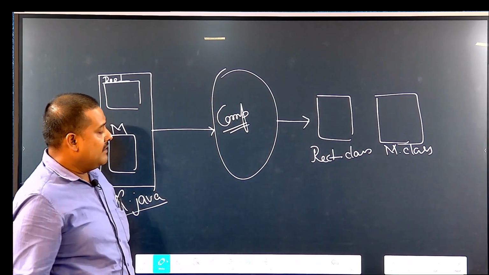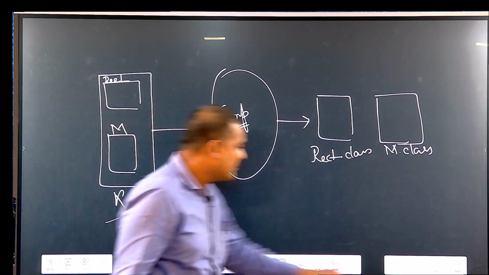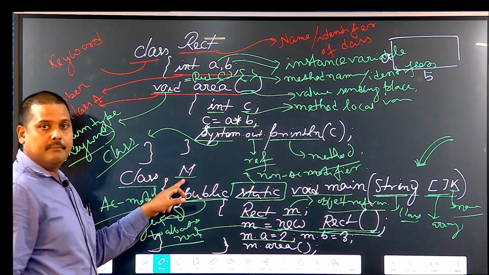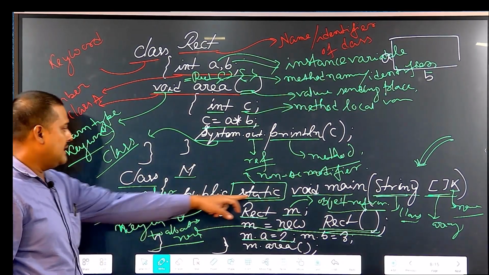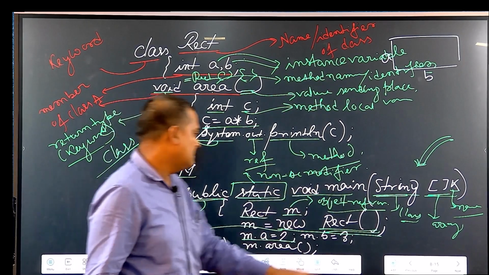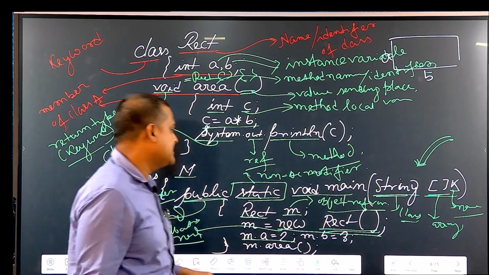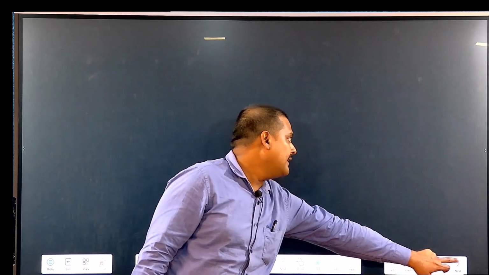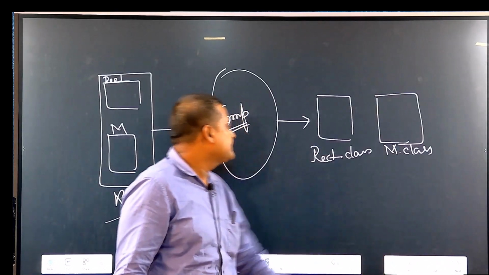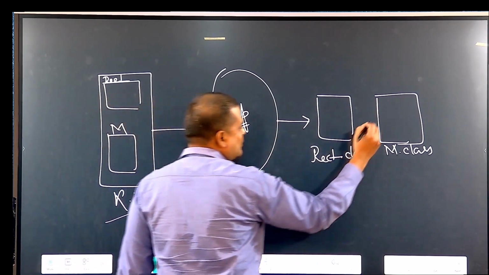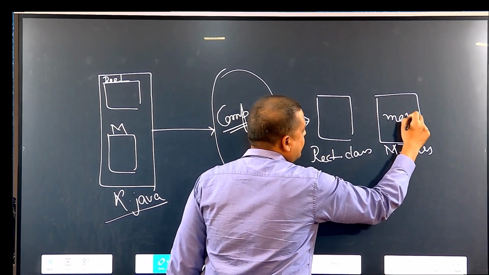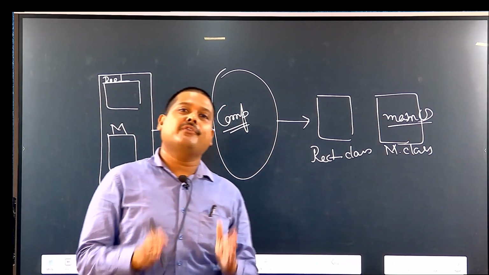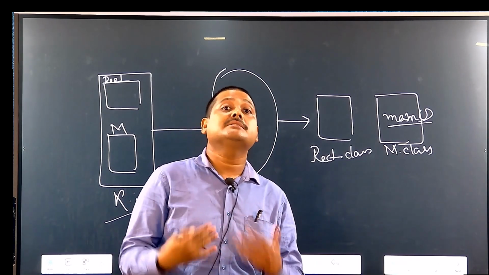Now, tell me where the main method is. In the m class the main method is there. Forget about public static and all these things. The main method is in this class. We know main is the point from where a program starts its execution.